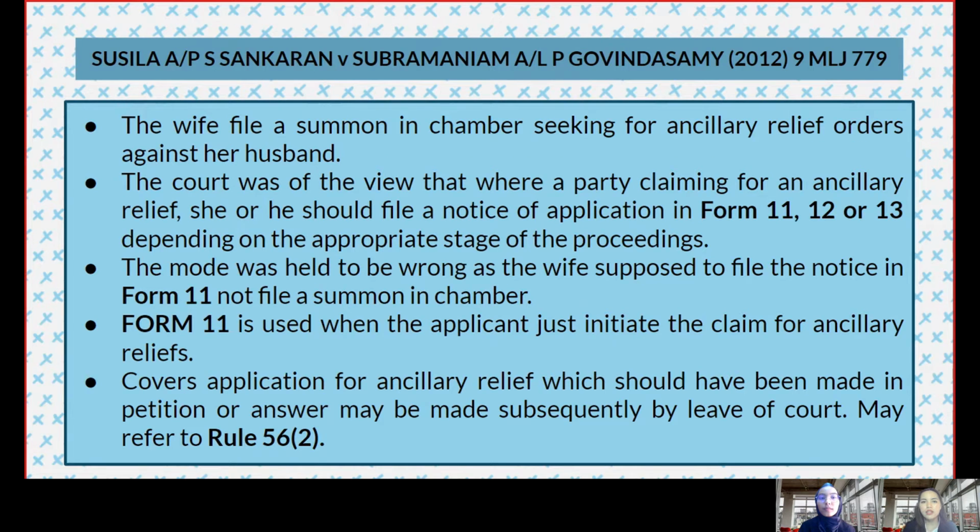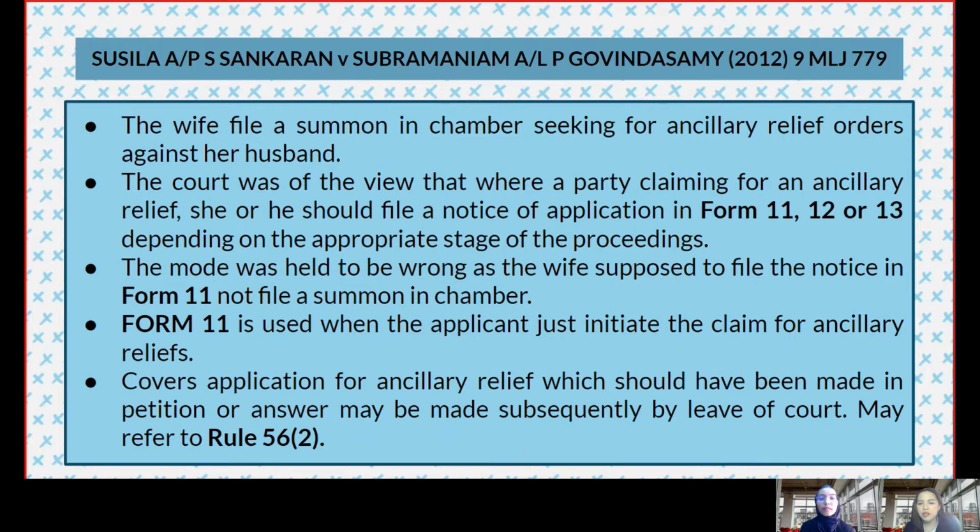We can see the case of Susila anak perempuan Sankaran and Subramaniam anak laki Govindasamy. In this case, the wife filed a summons in chamber seeking ancillary relief orders against her husband. The court was of the view that a party claiming an ancillary relief should file a notice of application in Form 11, 12, or 13, depending on the appropriate stage of the proceedings. The mode was held to be wrong as the wife was supposed to file the notice in Form 11, not a summons in chamber. Form 11 is used when the applicant just initiates the claim for ancillary relief.